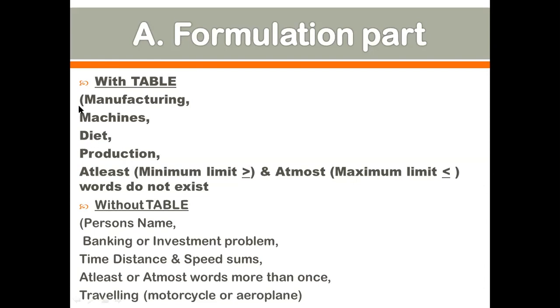So the hints which I shared with you all were sums related to manufacturing, machines, diet, production, and certain word problems where the words at least and at most do not appear. In all those sums, the table will be formed and we'll be solving the sum with the help of the table. Now, at least means minimum limit and at most means maximum limit. And those who get confused between these words can just remember for minimum greater than or equal to sign and for maximum less than or equal to sign. That is, opposite signs you have to put.